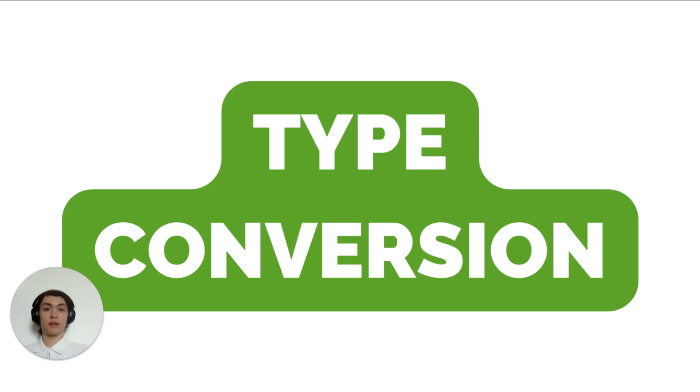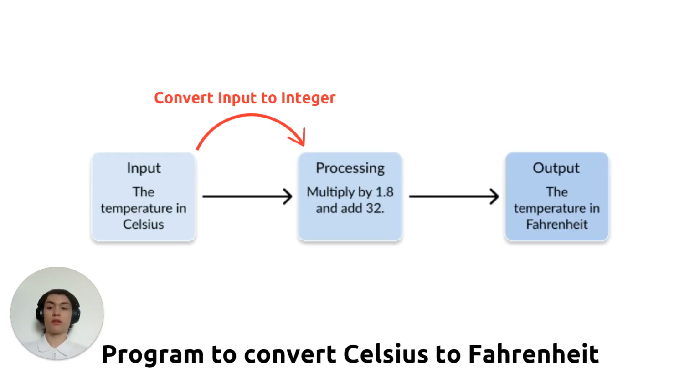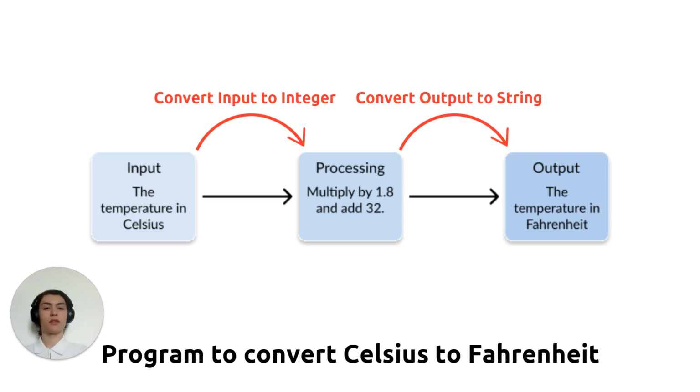But then what happens if we want to do mathematical operations with that input? We have to convert it from some text to some integer. This is an example. If we take as input the temperature in Celsius, we're going to have to convert that from a string to an integer or to a float to then do some math on it. And then we can also convert it back again to a string to present it on the screen.